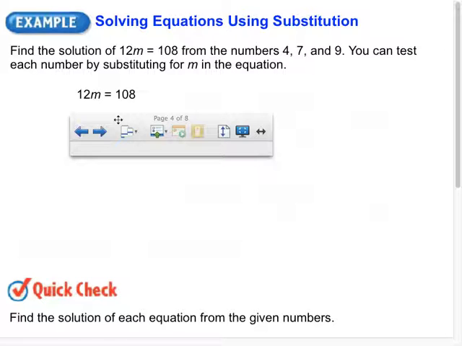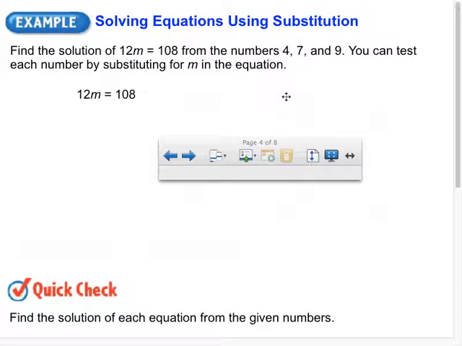So who gave me 4? Can somebody share with me their answer for 4? Who had 4? Trinity. What did you get when you substituted 4 for m? And is that true? No, 12 times 4 is not 24. What is it? 48. It's okay. It's the end of the day. I know. I'm feeling the same way. I'm kind of beat myself. So 12 times 4 is 48, and that does not equal 108. So is that a solution? No. So that is not a solution to our equation.